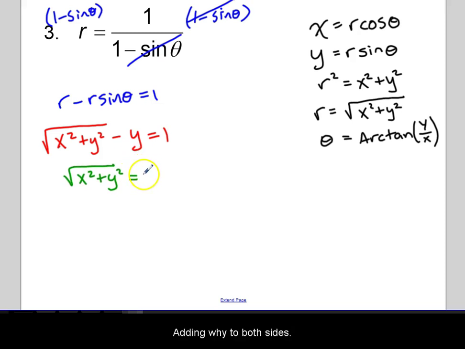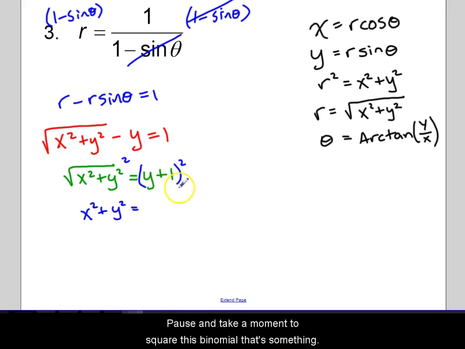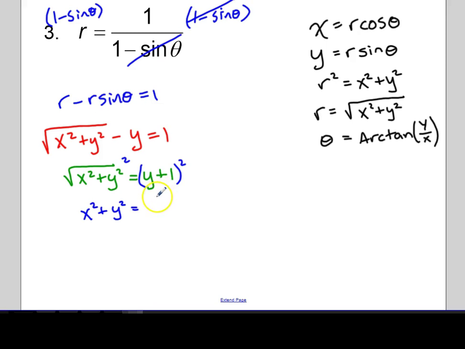So adding y to both sides produces this equation. Squaring to undo the square root on the left side gives us the radicand. Pause and take a moment to square this binomial. That's something that sometimes we make a mistake on. So go ahead and work that out. Hopefully you paused and worked that out.